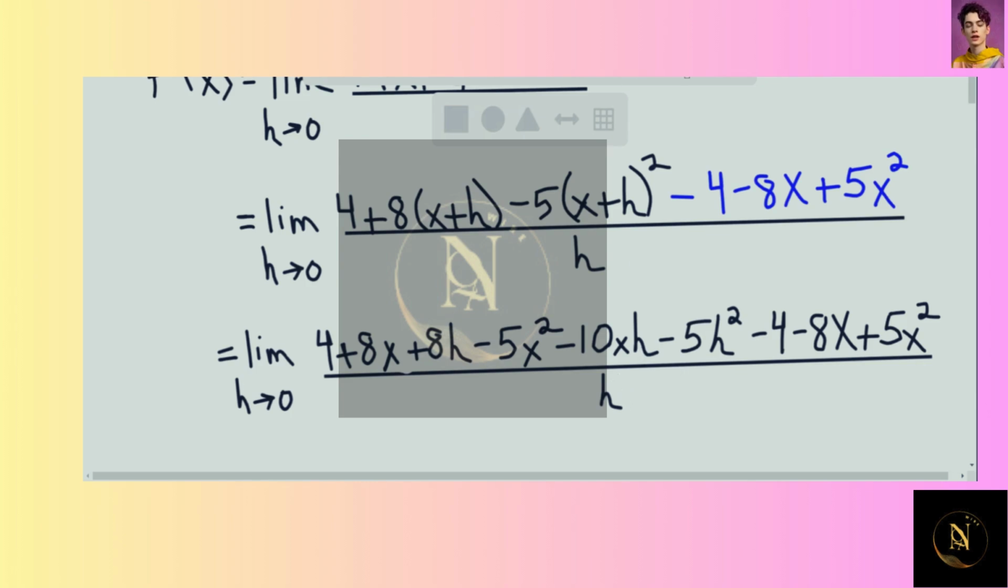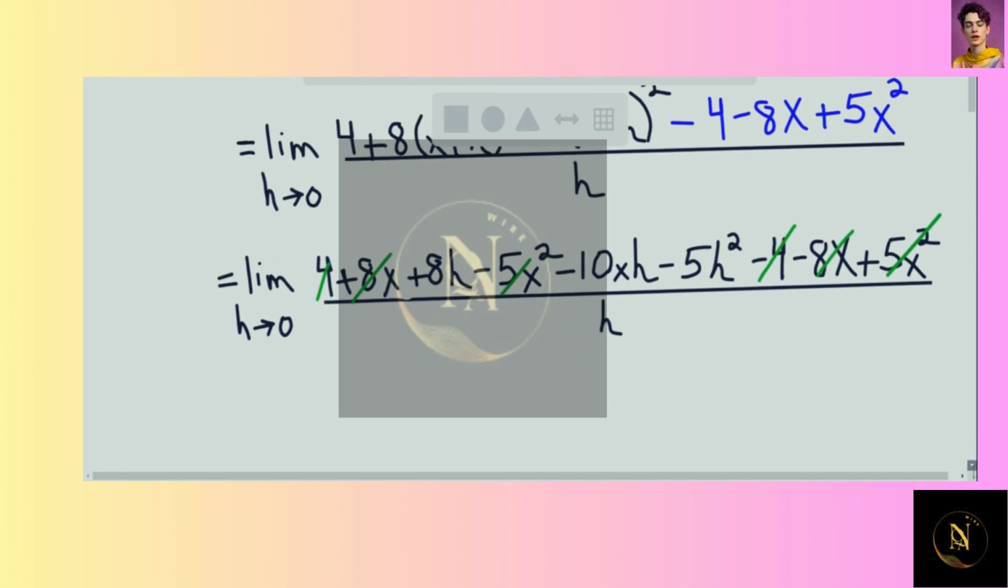Now things will begin to simplify a little bit. 4 minus 4 cancels, plus 8x minus 8x cancels, minus 5x squared plus 5x squared cancels. And so now we have a simpler expression here.